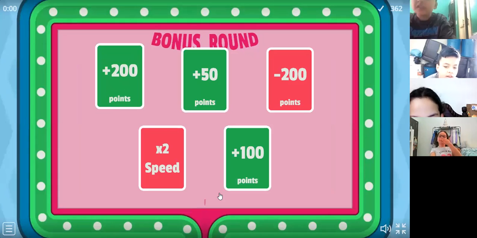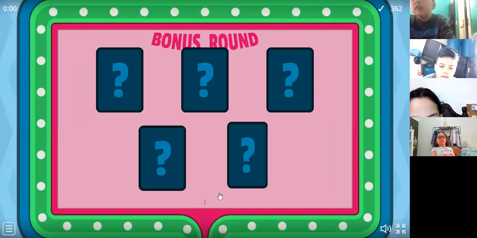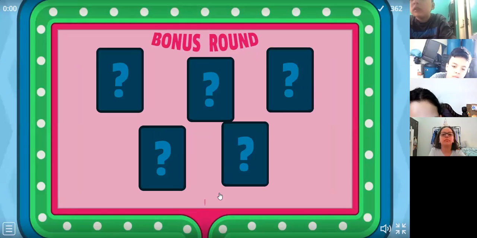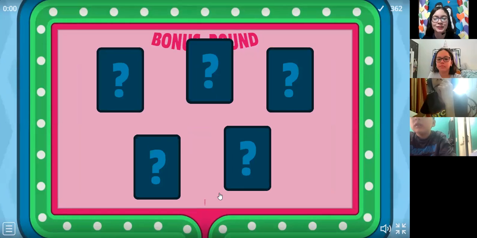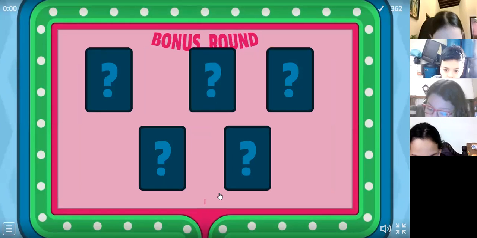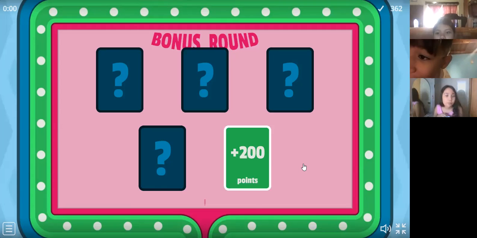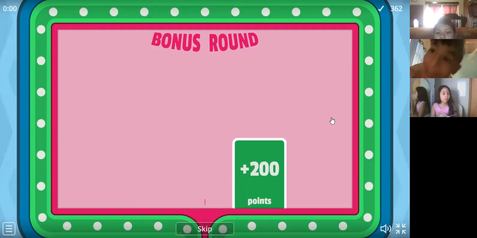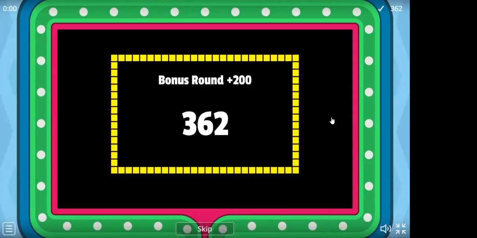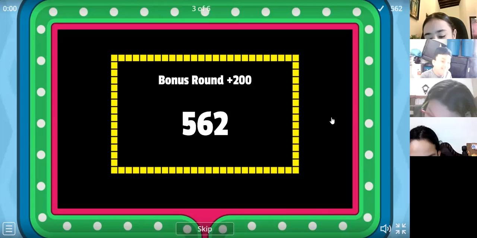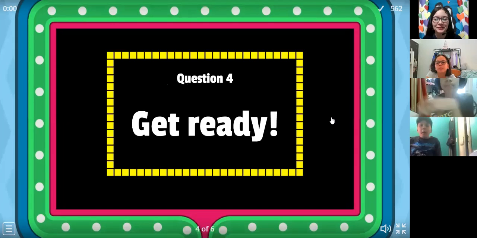Bonus round. We're going to choose one of these cards, class. We can get points or lose points. So you're going to tell me which one to choose: 1, 2, 3, 4, or 5. Five. You follow the card, the 200 points.